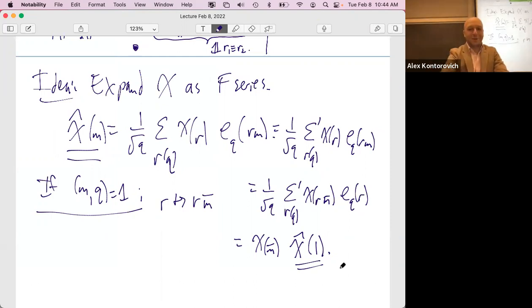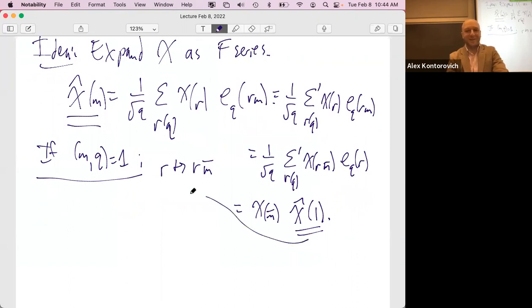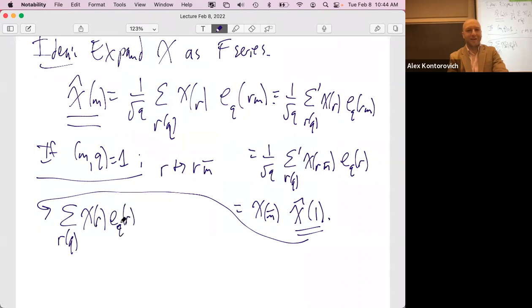The Fourier transform of one has a special name. It's the Gauss sum. So this is exactly, without the 1 over root q, traditionally the sum over r mod q of chi of r, e sub q of r, which is root q times the Fourier transform of one. This is called the Gauss sum. We're going to make sure it doesn't vanish as well. I have a slightly different point of view on that as well. And the standard notation is tau of chi for the Gauss sum.